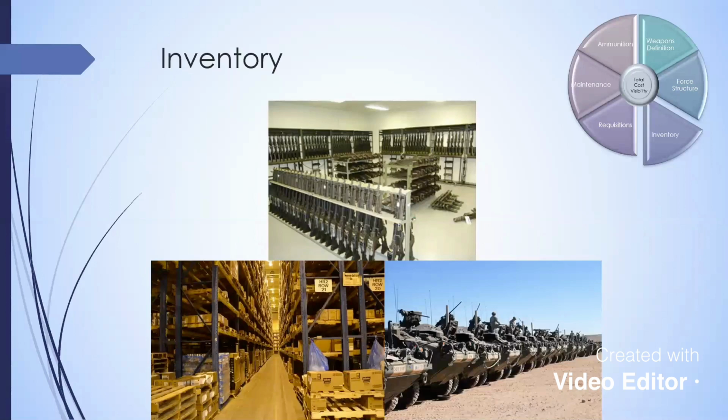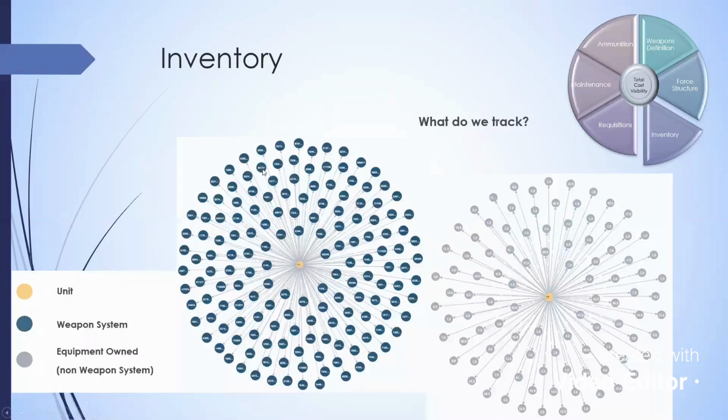So we do track that. This is what it looks like in terms of inventory. On the right-hand side, we have our small units, and they own things. On the far right, the gray nodes show how a unit owns non-weapon-system things. That could be desks, warehouse buildings, racks, chairs, basically anything that the unit needs to operate.